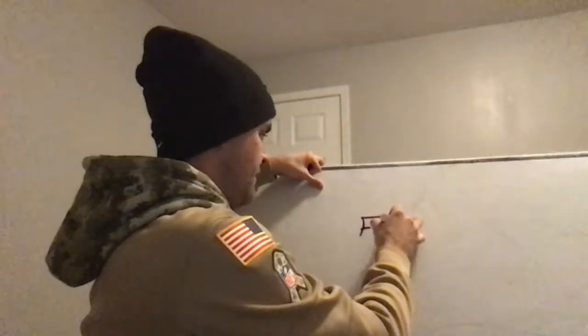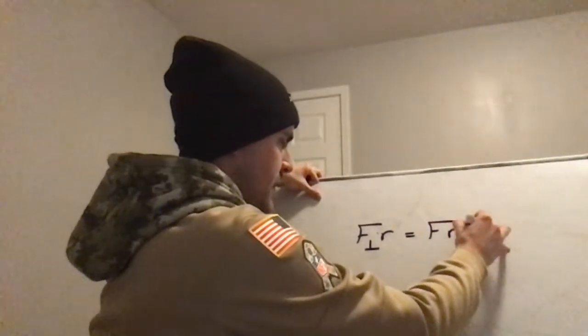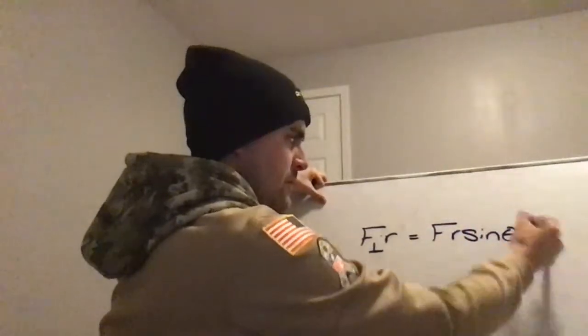Can you identify differences between F R sine theta and F R sine 90, or F perpendicular to R, in regards to torque? There is no difference. That's the point I was trying to make, Samuel. F R sine 90 means that the force being applied to the lever arm is perfectly perpendicular to that lever arm. You can actually write this like F perpendicular times R. I believe this is how it appears on your equation sheet.